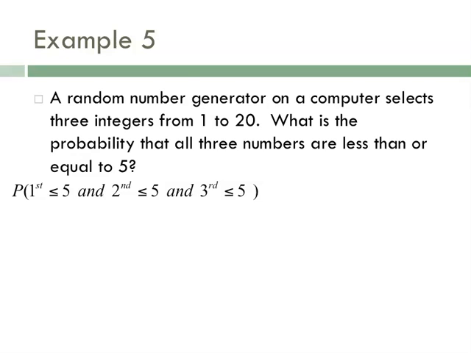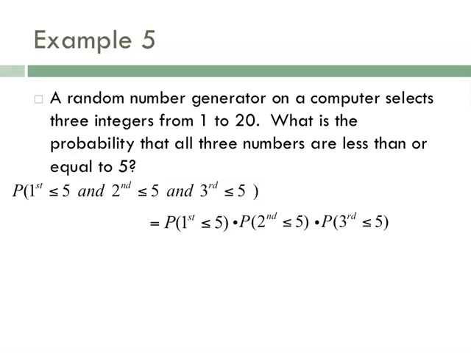So the and should ring bells in your head that we are going to have to multiply those probabilities. So the probability that the first number is less than or equal to 5 times the probability that the second number is less than or equal to 5 times the probability that the third number is less than or equal to 5.